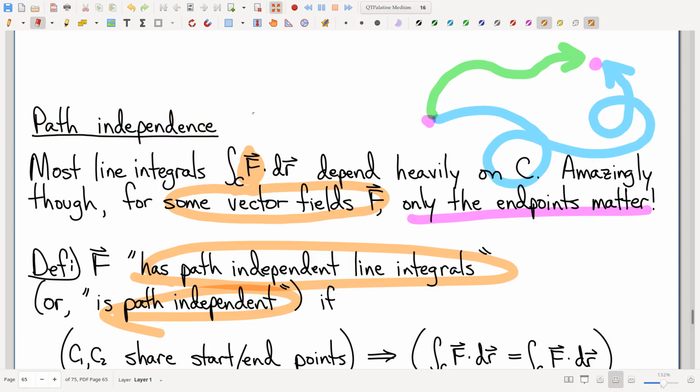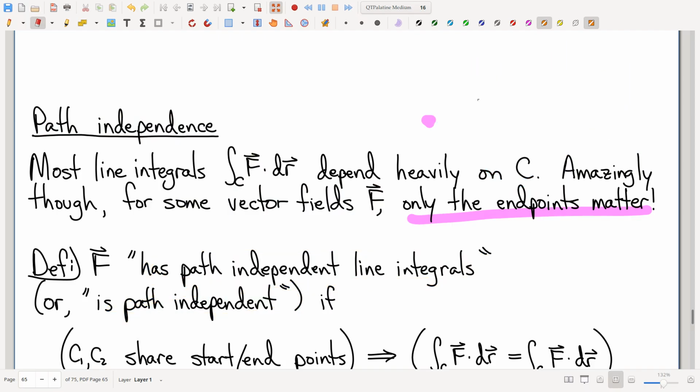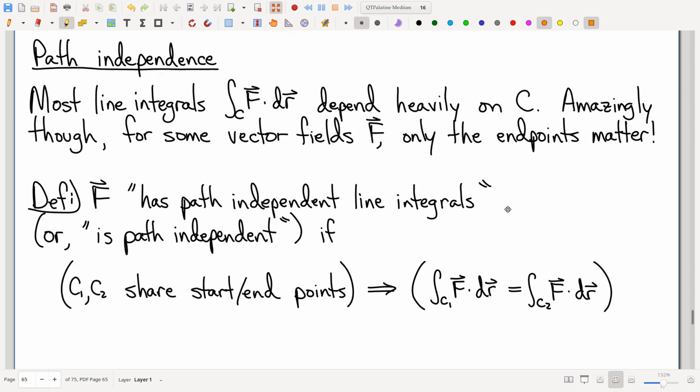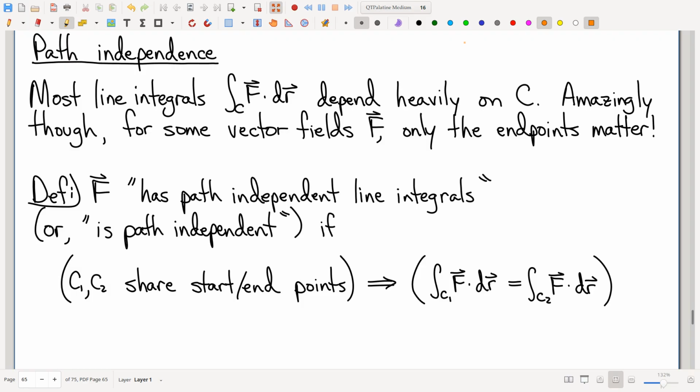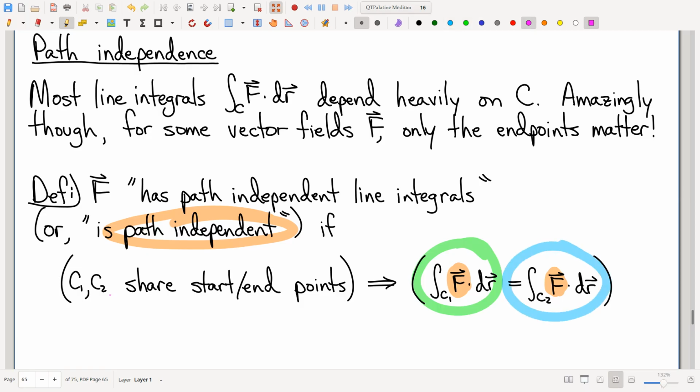Okay, so it's an amazing property. How could this ever possibly work? And by the way, here's how we write it down. These fancy vector fields have the feature that you can pick any curve you like, as long as the curves have the same starting point and ending point. Pick any curve you like.